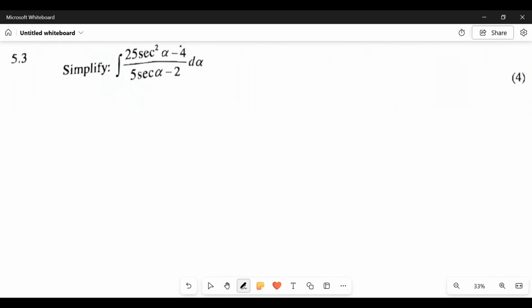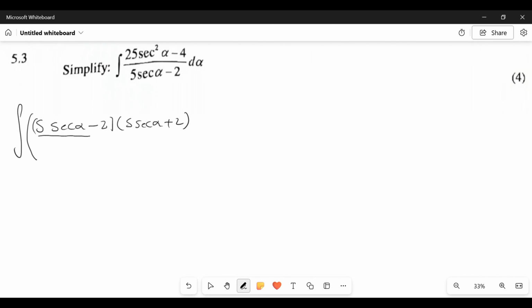Now if you can look at our numerator there, let me just highlight it very quickly. We have 25 sec squared alpha minus 4. So we can continue and simplify that numerator further because it's a difference of two squares. I hope you guys can see. We can write this as 5 sec alpha minus 2, right, multiplied by 5 sec alpha plus 2.